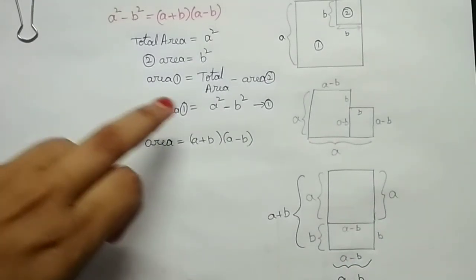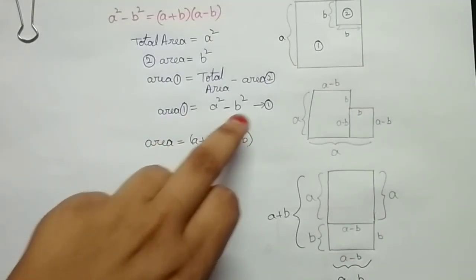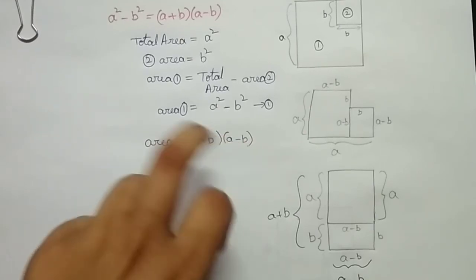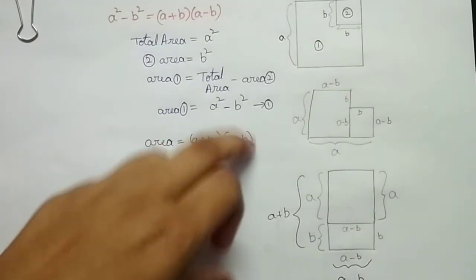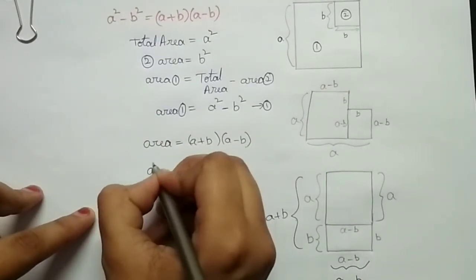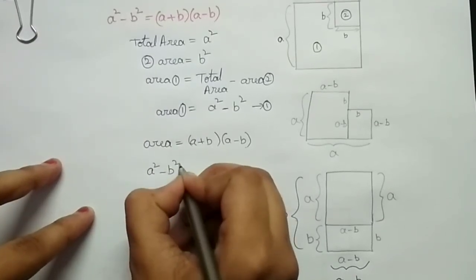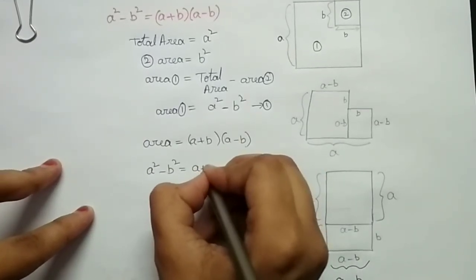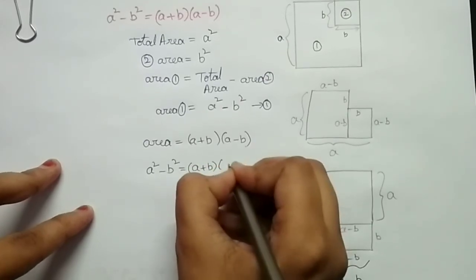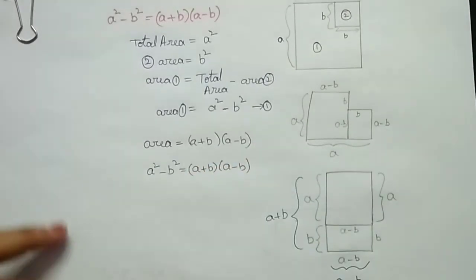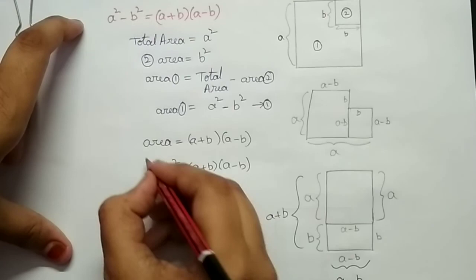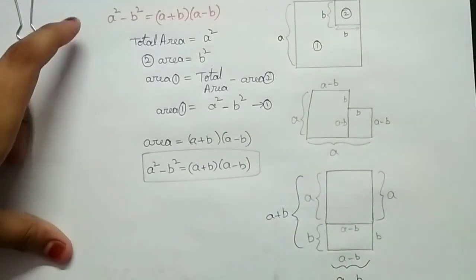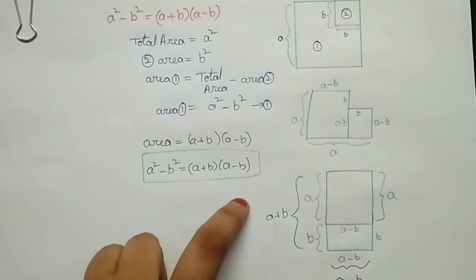As we got the area of the first one as (A plus B) into (A minus B), and the area of the first one is also A square minus B square, so we can say that A square minus B square equals (A plus B) into (A minus B). This is the proof of A square minus B square equals (A plus B) into (A minus B).